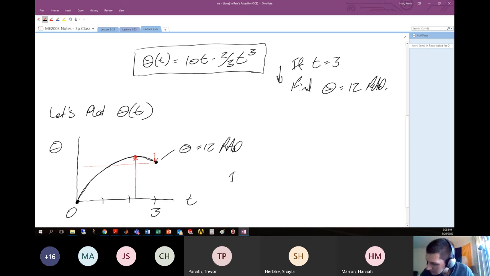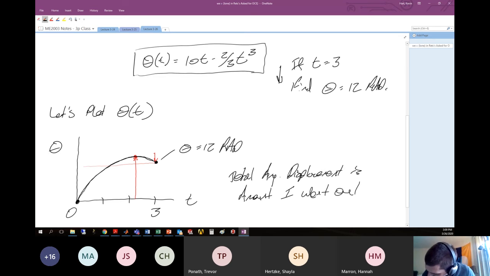So the total angular displacement is the amount I went out plus the amount I came back.